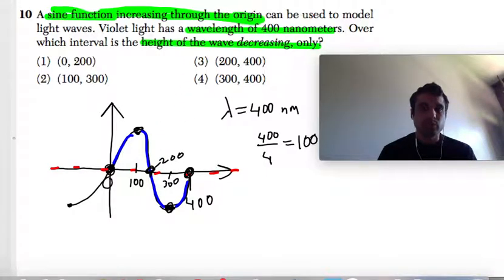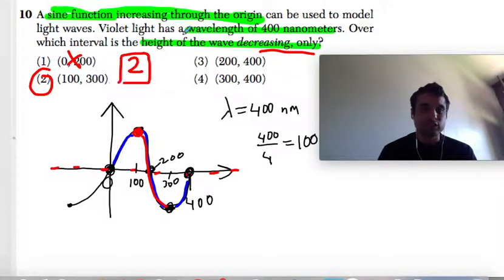They want to see where it's decreasing only. So from 0 to 100, it's increasing, right? So 0 to 200, it's not strictly decreasing. So this is out. From x equals 100 to x equals 300, it goes from the maximum to the midline down to the minimum. So it's only decreasing during that interval. So our answer is choice 2.